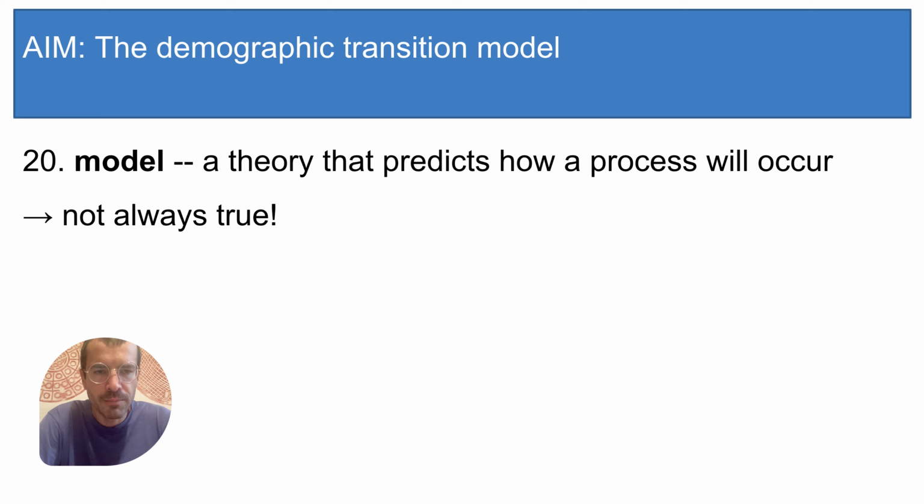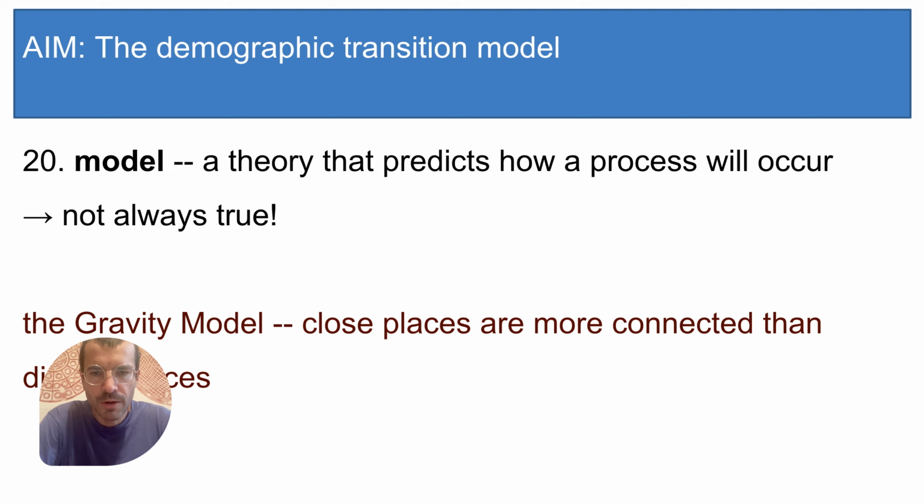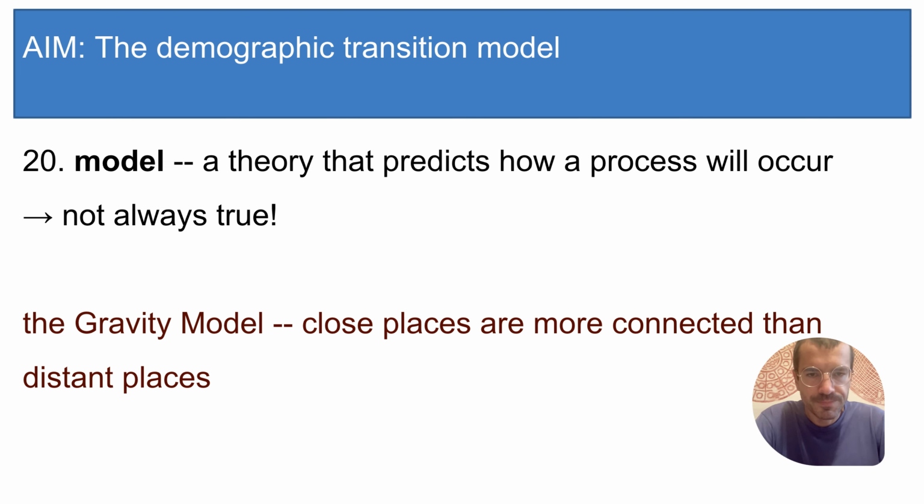We're going to be looking at many different models throughout the year, and you've actually already looked at one of them, the gravity model. Remember, that was the model that predicted that places that are near each other will be more similar to each other than places that are far away from each other. The AP Human Geography exam loves to ask you about models, so you need to make sure that you know your models well.